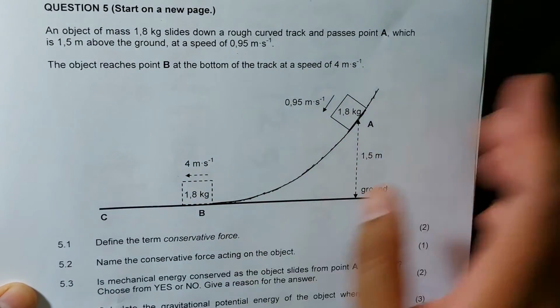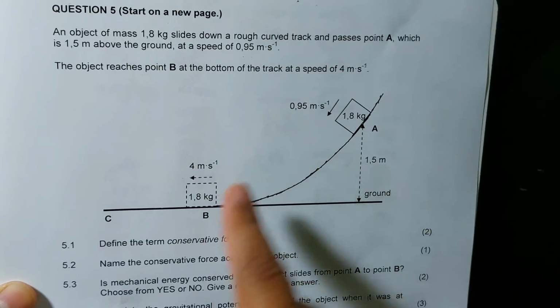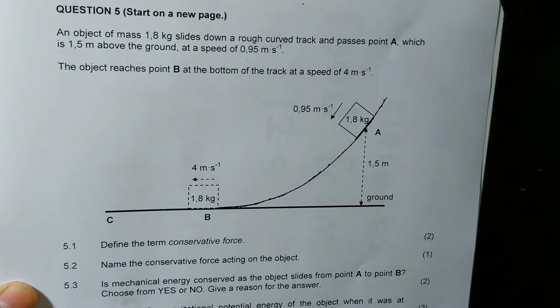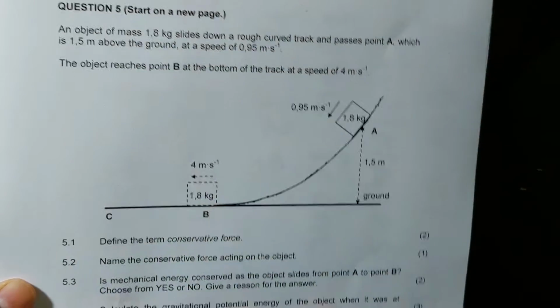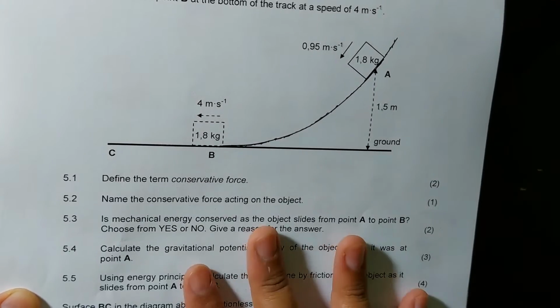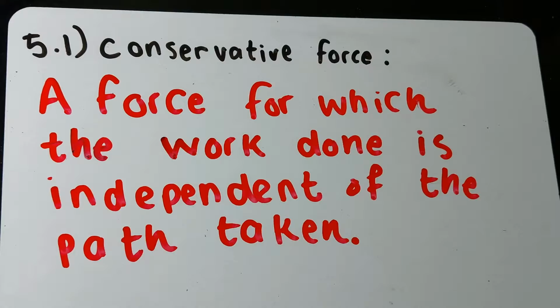And then it's approaching the ground, or in other words, the initial velocity there is 0.95, and the final velocity, the velocity that it reaches the bottom with, is 4 meters per second. Right, so the first question is to define a conservative force. As you know, you have to look in your marking guidelines for that. We'll do it here as well.